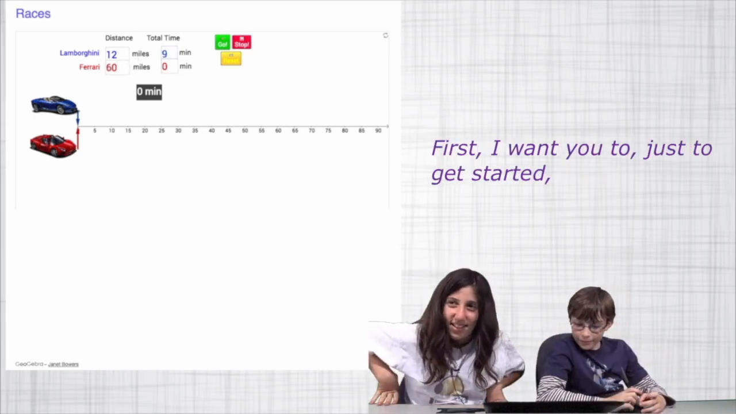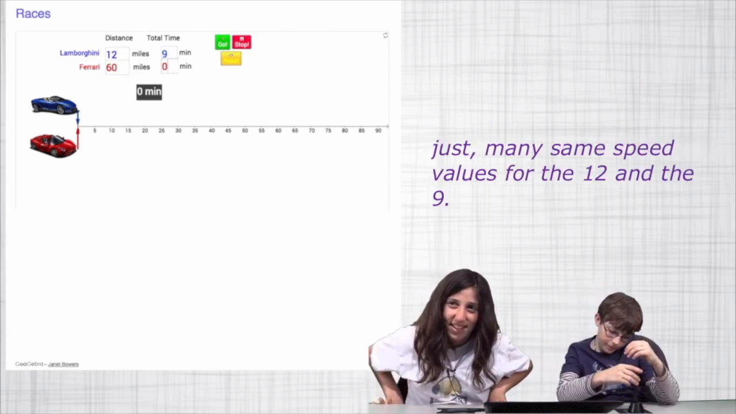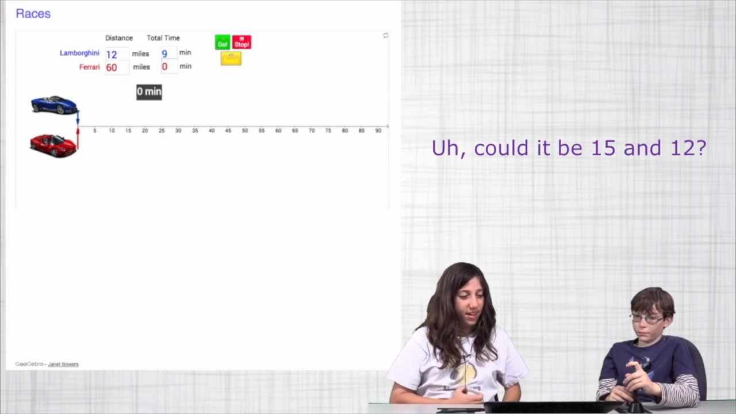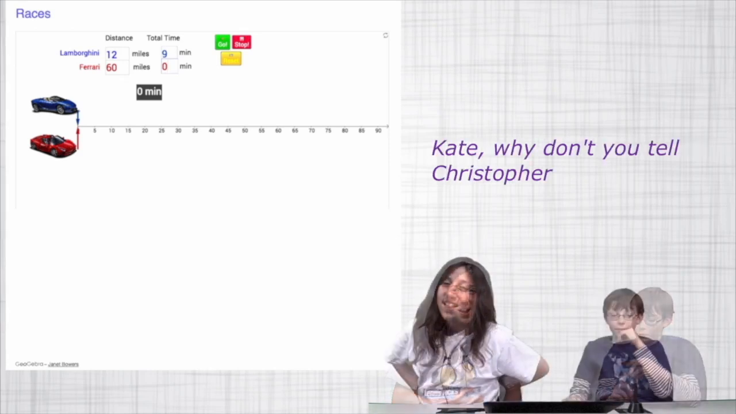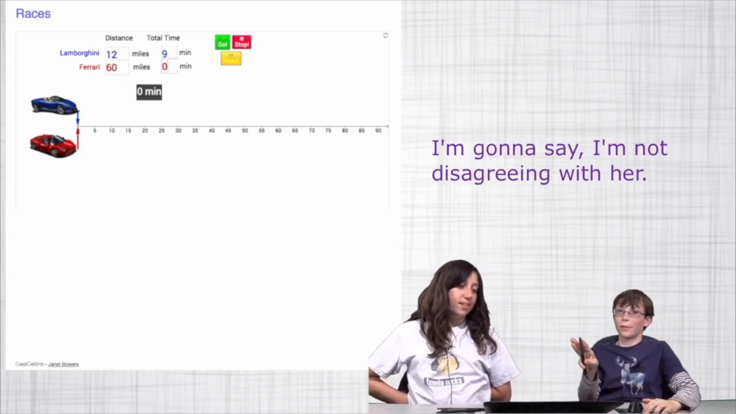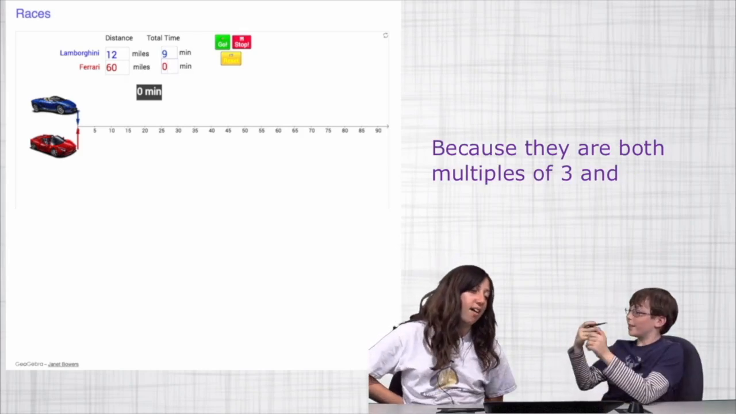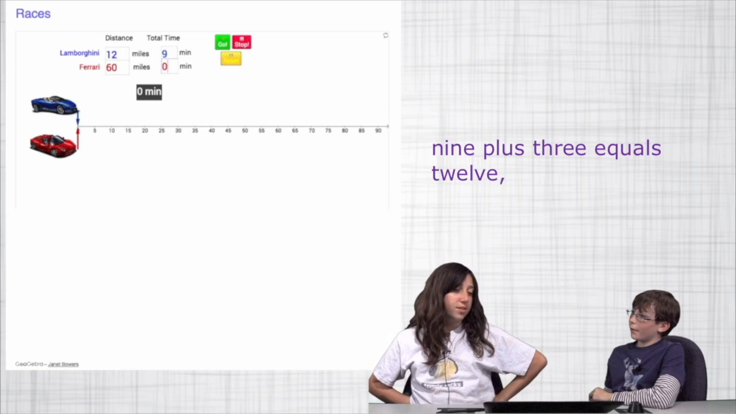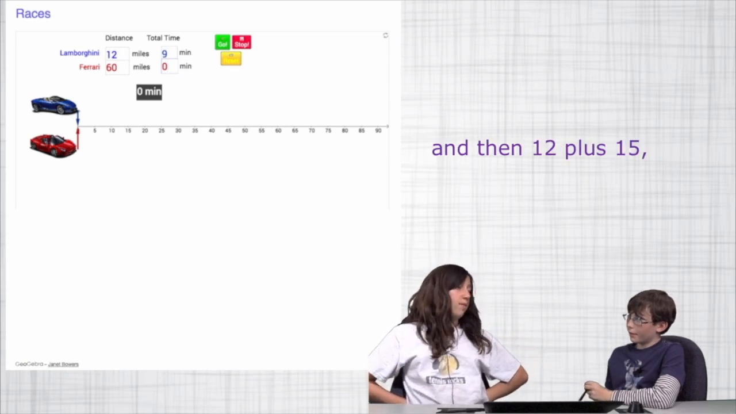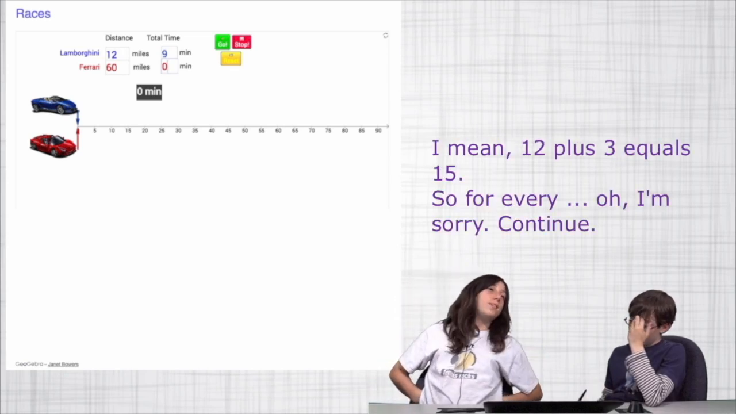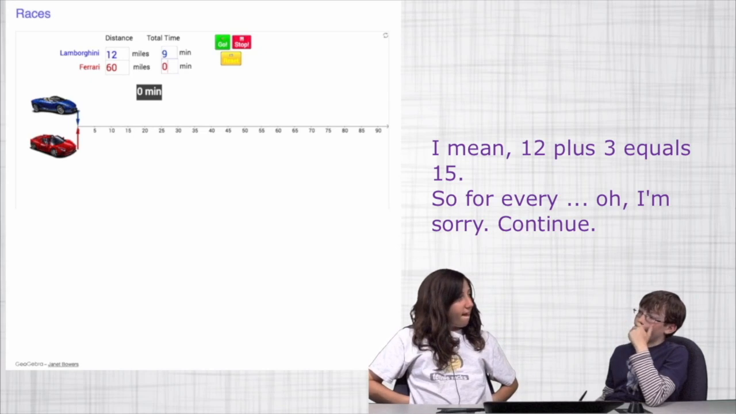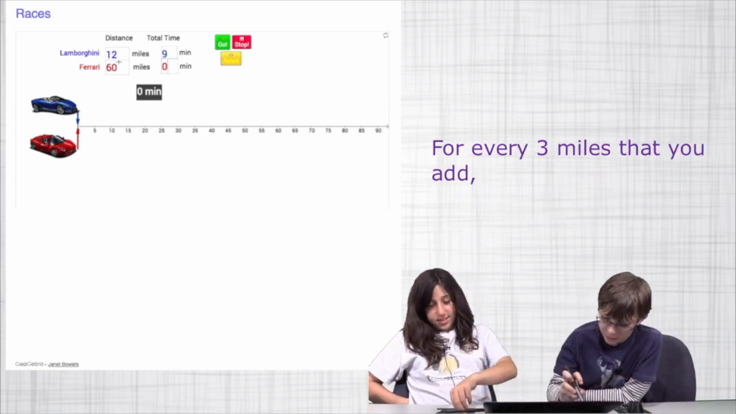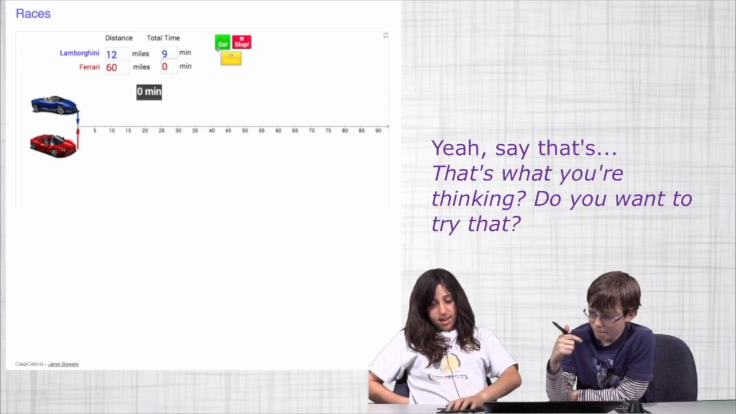First, just to get started, I want you to think about some mini same speed values for the 12 and the 9. It could be 15 and 12. Why don't you tell Christopher why you think that would work? Because they are both multiples of 3, and 9 plus 3 equals 12, and 12 plus 3 equals 15. So for every 3 miles that you add, 3 minutes. That's what you're thinking?